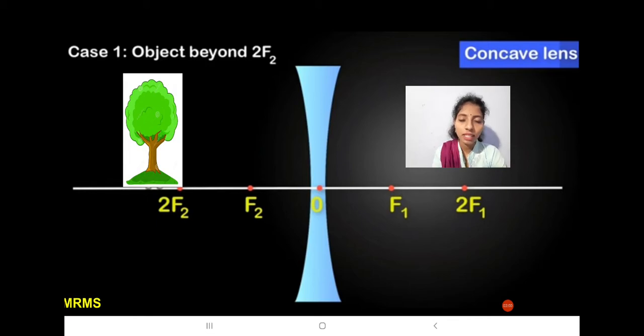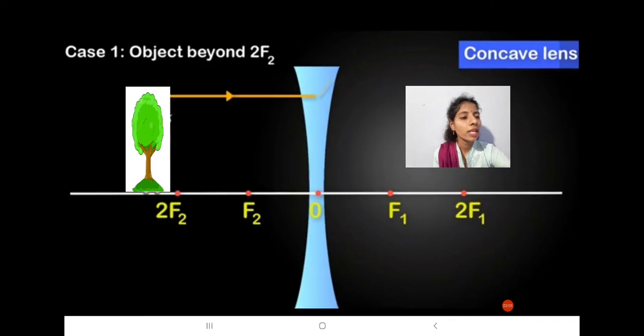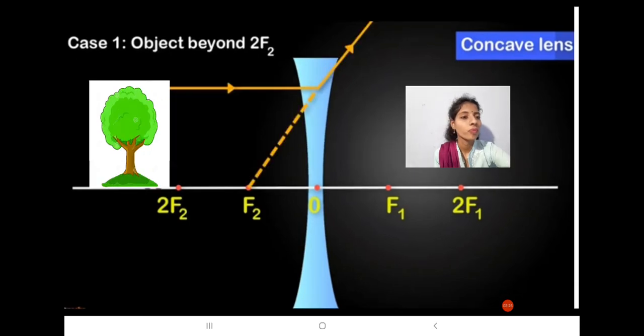When we are taking the object beyond 2F2, where will the image be formed? Now see, here we are taking rule 1. We know rule 1 tells us that when the light ray is parallel to the principal axis, after refraction it appears to be coming from the focus. You can see here, after refraction it appears to be coming from the focus.